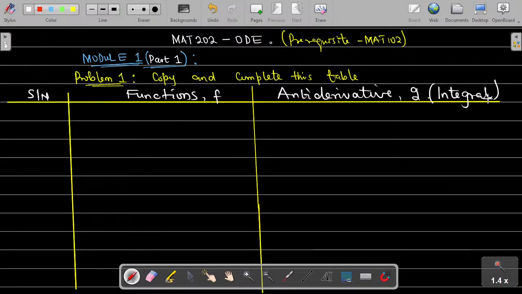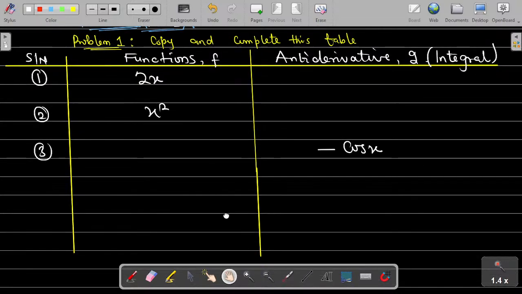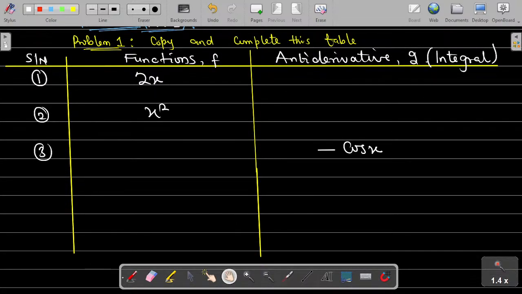So in other words, what they are asking us here is, if you are given a function here and here is empty, it means they are asking you to get the antiderivative of whatever function is given here. And I think that's what they started with. This is 2x, so they want you to get the antiderivative of 2x. Number 2, here is x squared, antiderivative of x squared. Number 3, this one now is vacant, and here we have minus cos x. So in other words, we should get the function whose antiderivative will be minus cos x.